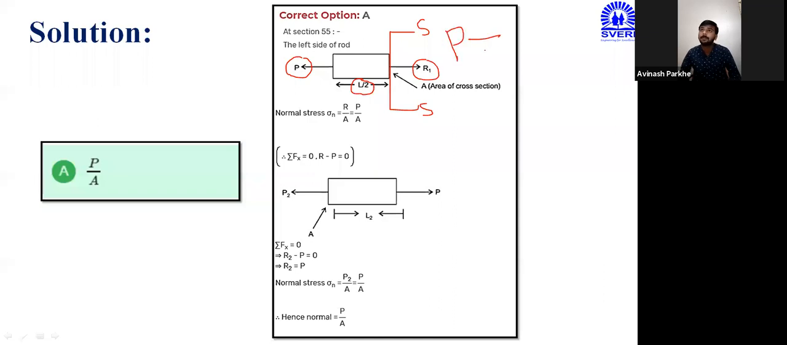Your capital P is equal to R1. Why? For example, if this P is equal to 50 kilonewton, which is moving to the left side, at that time the same amount of 50 kilonewton force will be developed at the right side as a resistance force, and that will be considered as R1.